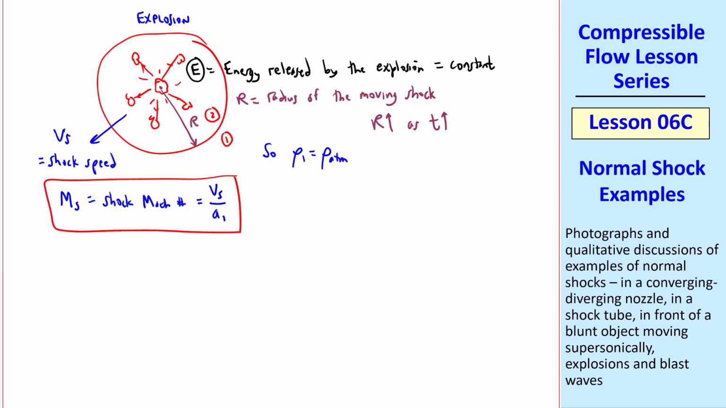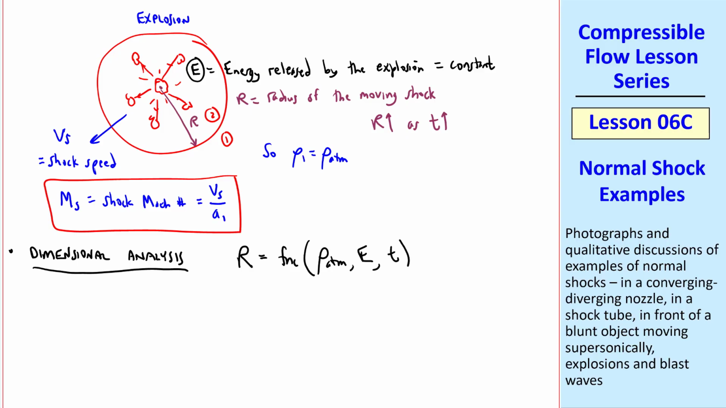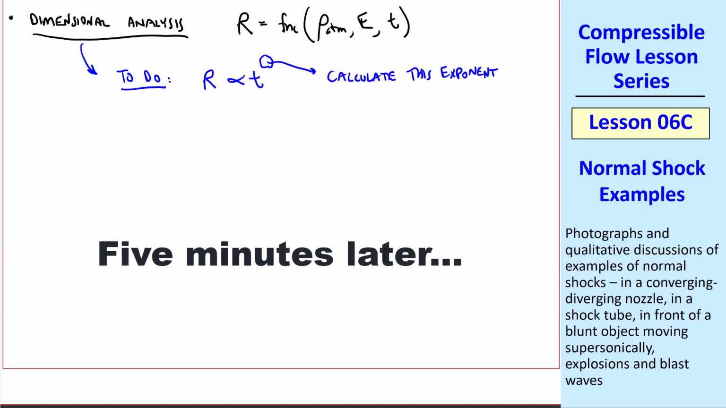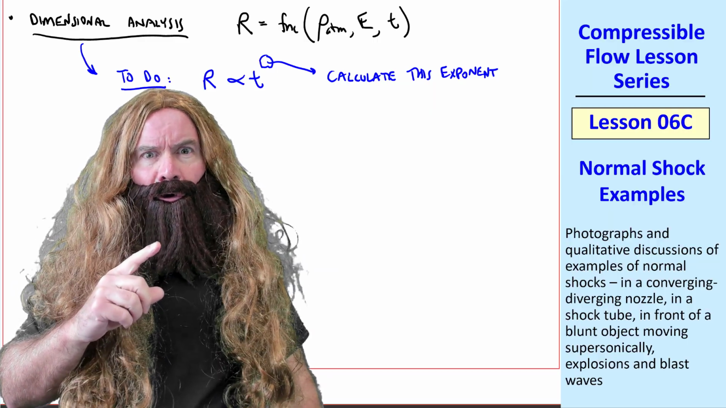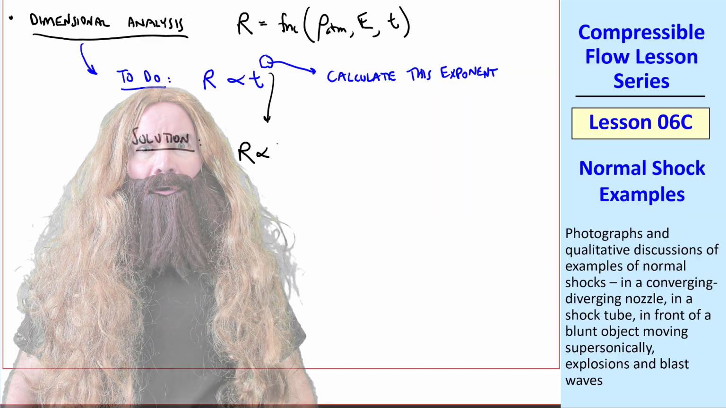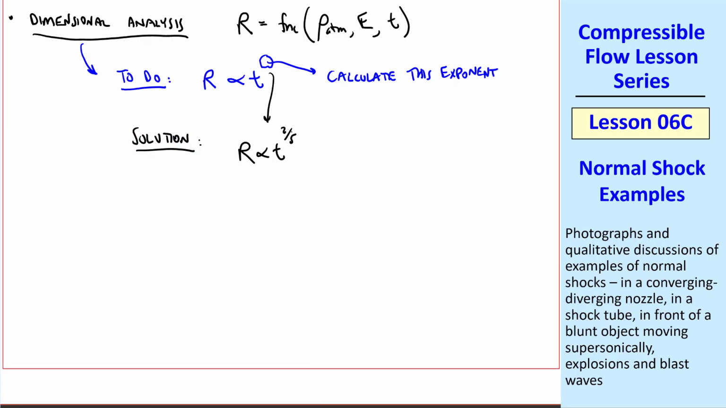Let's do a simple dimensional analysis where the radius of the blast wave is a function of atmospheric pressure, the total energy of the blast, and time, since again R is expanding with time. I'll ask the students to take a few minutes to analyze this. Specifically, you should be able to get R is proportional to t to some exponent, so I want you to calculate this exponent using dimensional analysis. I got 2/5. That's correct, Harry. The solution is that R is proportional to t to the 2/5, or 0.4.